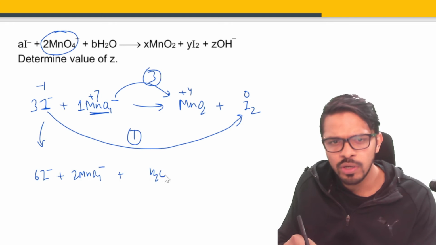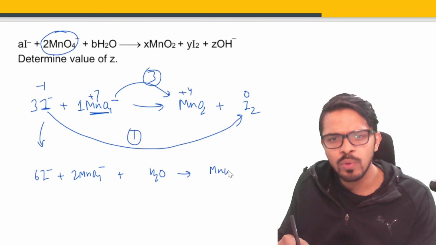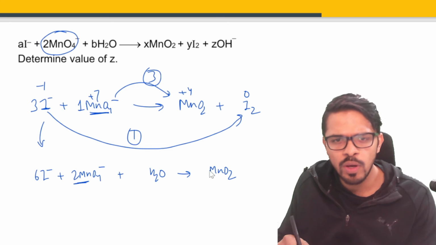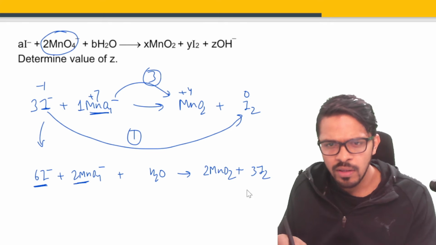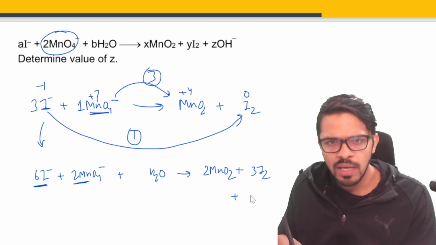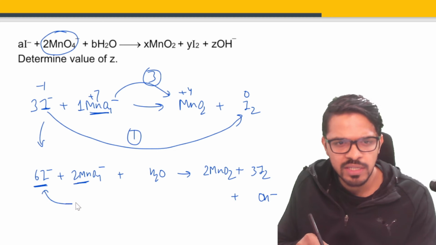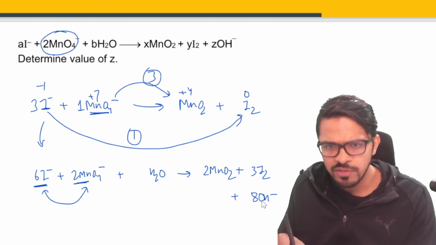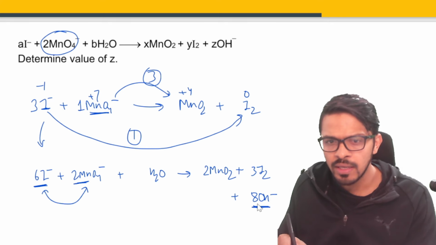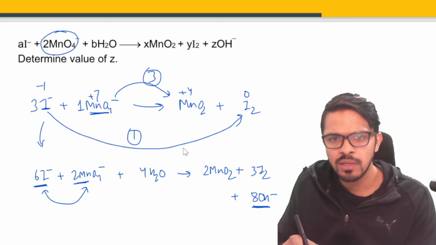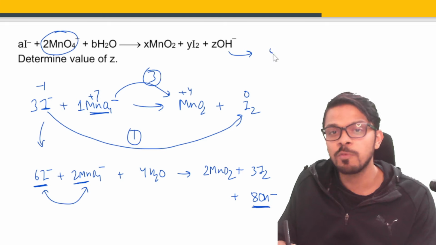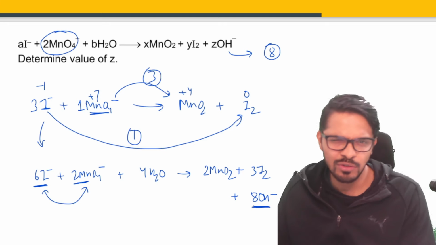Let us see how many water do we need. MnO2 I can balance through this Mn. So there are 2 Mn's here. I2 I can balance from this. There are 6 iodine here, 6 iodine also I have got here. Plus I will have OH minus. The total negative charge here is 6 plus 2, 8. So negative charge would be 8 here. And corresponding to 8 hydrogens, I should have 8 hydrogens here. So the value of Z would be 8. Very easy question.